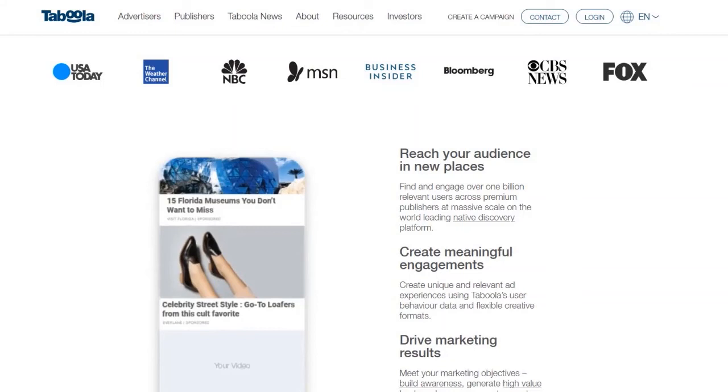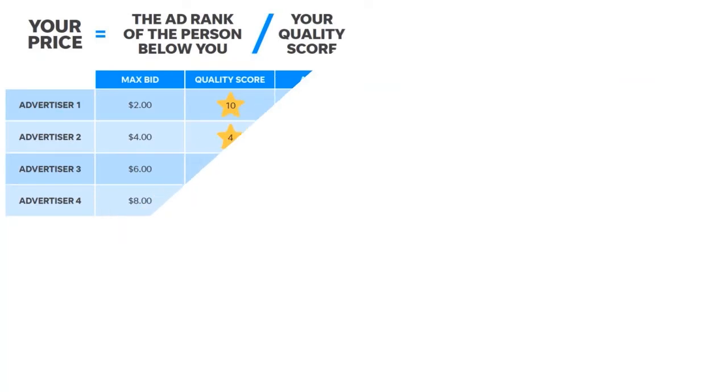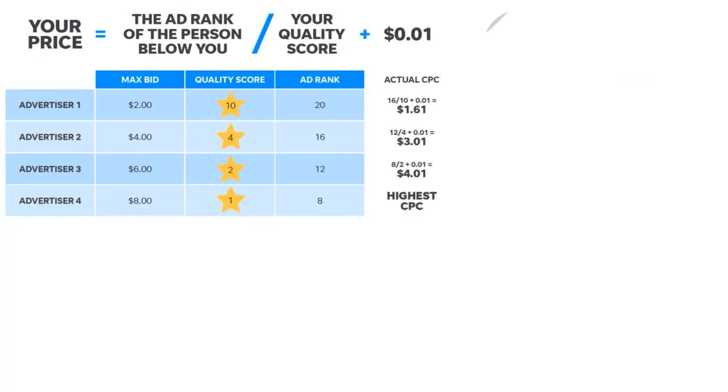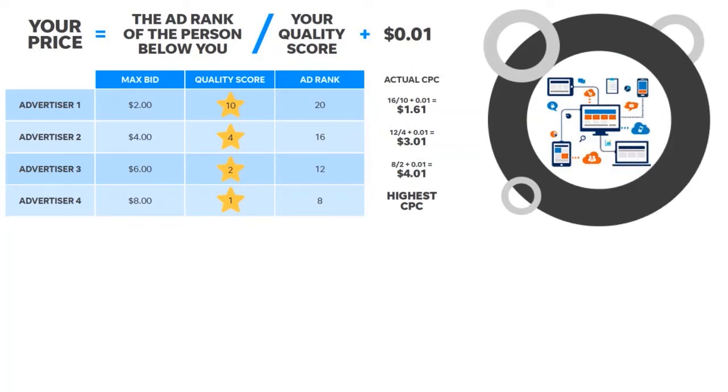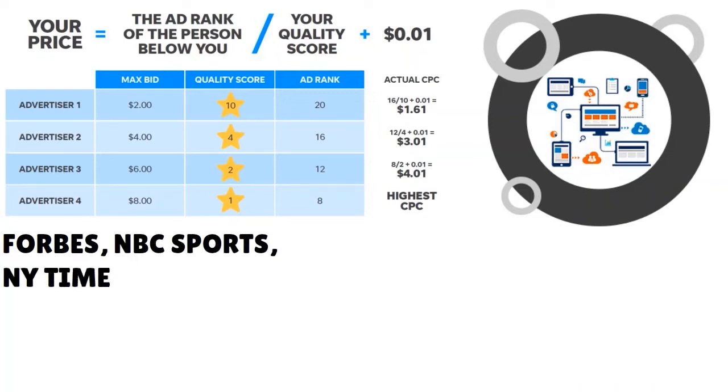Okay, and one thing I want to say here is that they are pretty good though in terms of their publisher requirements. They want you to have a minimum of 500,000 monthly page views. Okay, but once you have that, you're good to go. And in terms of offer types, they have CPC, so cost per click. Okay, and they actually have over 1,200 of the world's leading publishers. We're talking about Forbes, NBC Sports, New York Times, TMZ, USA Today. So those are biggies, all right?